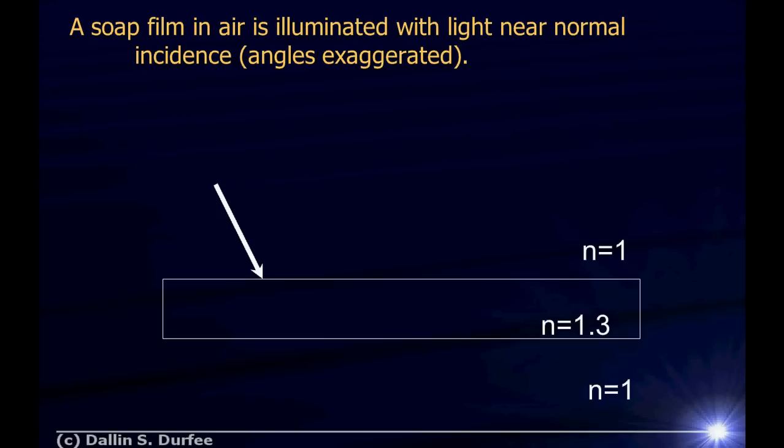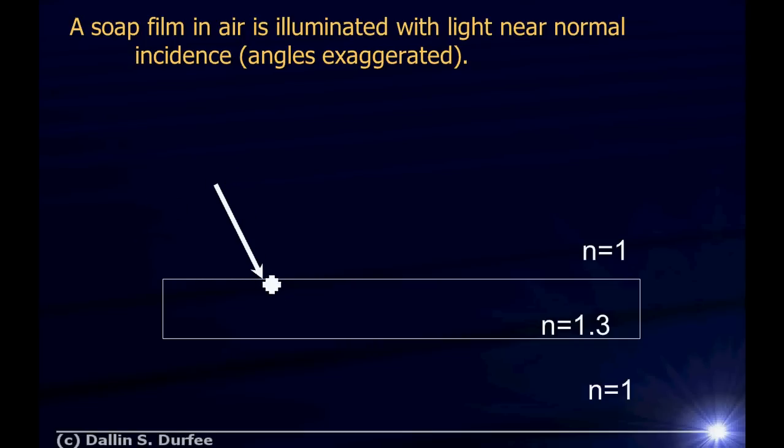Alright, so imagine I have a soap film in air and it's illuminated with light near normal incidence. So here's my light ray. It's not near normal incidence the way I've drawn it. I've exaggerated the angles just so that the reflections and things aren't on top of each other. But imagine really what's happening is it's coming straight in and I'm just drawing it at an angle so I can see where all of my different rays go.